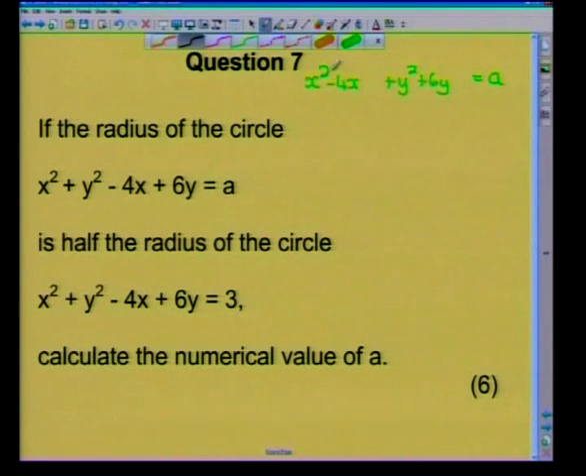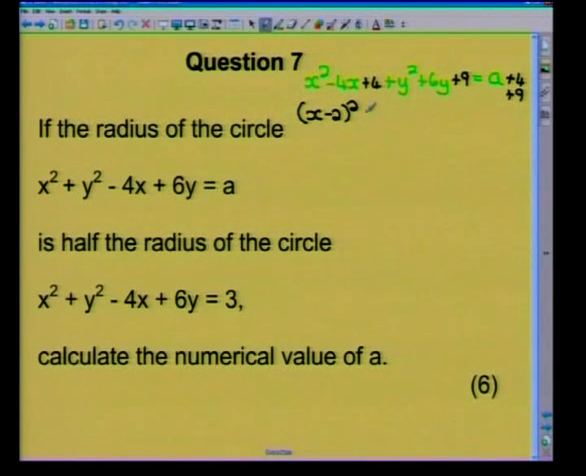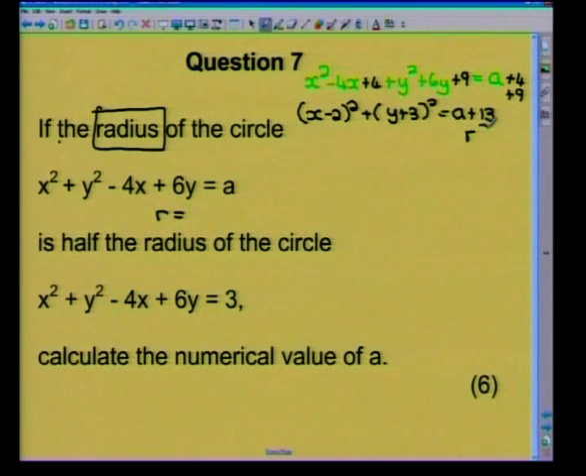Now, completing the square, we take the coefficient of x, we halve it, and we square it. We add it to both sides. We take the coefficient of y, halve it, it's 3, square it, it's 9, add it to both sides. So this becomes x minus 2 all squared plus y plus 3 all squared equals A plus 13. Now, they're talking about the radius, so I'm not really interested in the center point, but I do know that the radius of this, remember this is r squared, will be the square root of A plus 13.